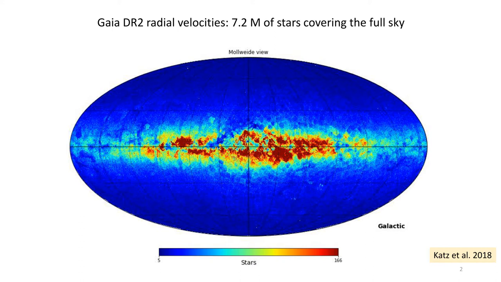The projection is in galactic coordinates with a pixel scale of 0.2 square degrees. The majority of stars belong to the Milky Way, but we also see some bright stars in the Magellanic Clouds.